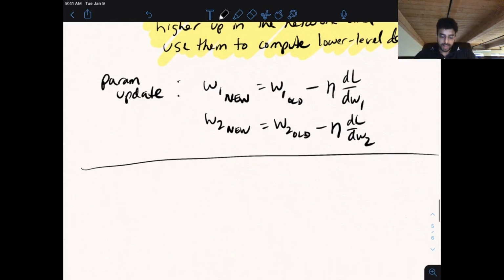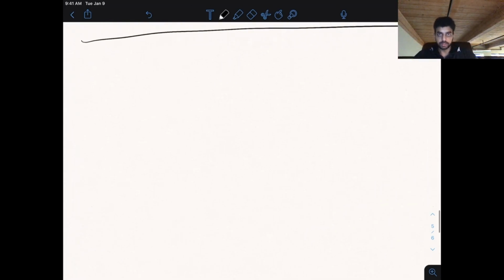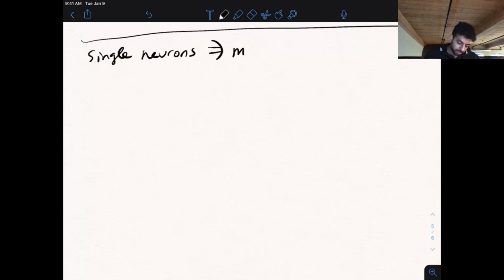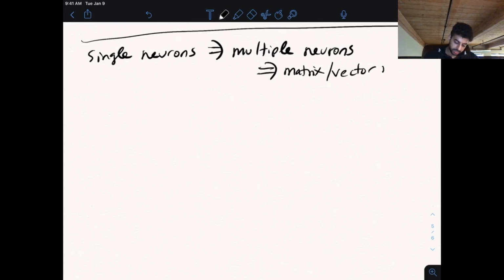Okay, so for the last part of this lecture video, I know it's already kind of long, hopefully I can get through this in not too much time. I wanted to give some intuition on how this works when we're not talking about single neurons anymore, but we're talking about multiple neurons. So this is much closer to the setting of our neural language model. So specifically here, we're going to move away from these scalars to the matrix vector notation that we saw in the slides from last time.